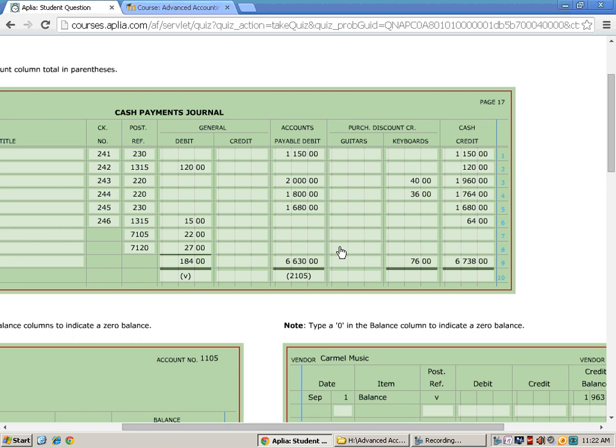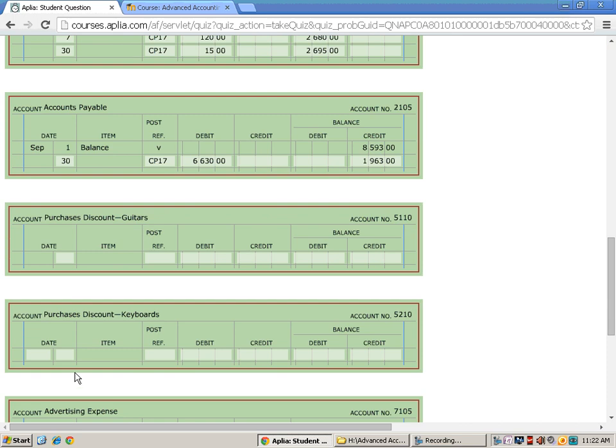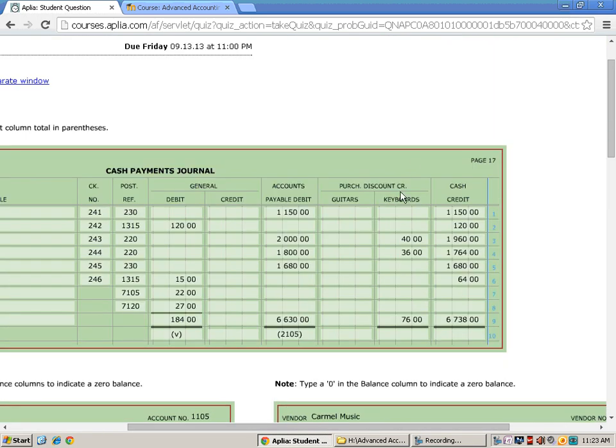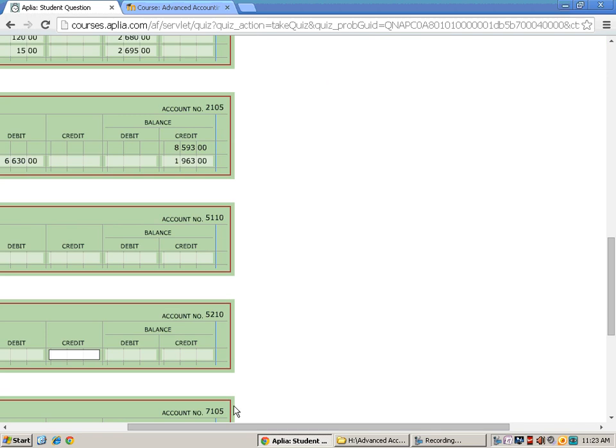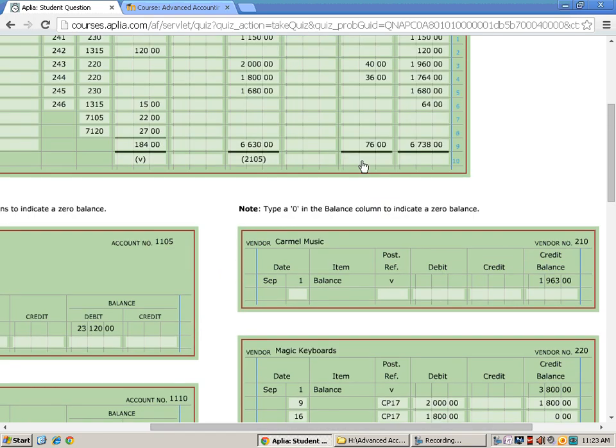We now have purchases discount credit for keyboards. So purchases discount credit, keyboard, September 30th, CP17. It's going to be a credit, again, because it tells us in our column heading, purchases discount credit, $76. There was nothing in there, so our balance is now a credit of $76. 5210 goes up in parentheses up here.